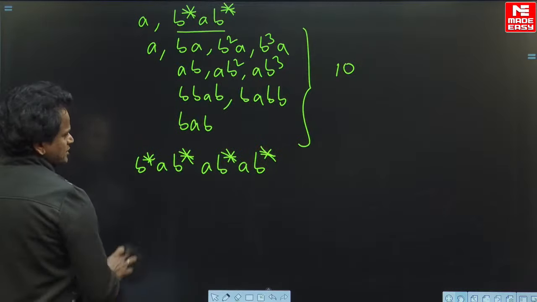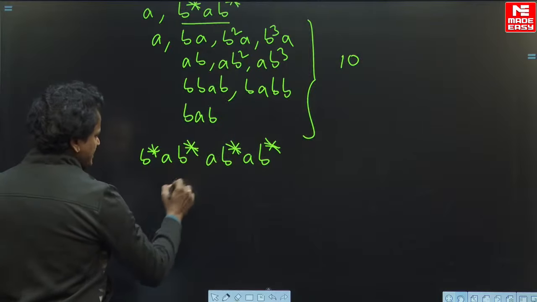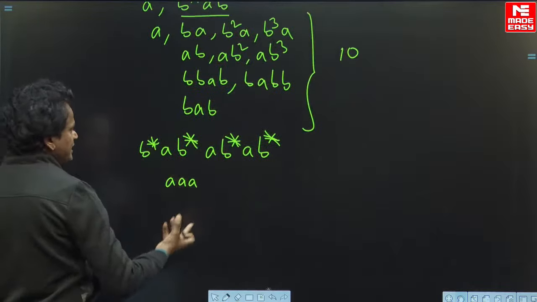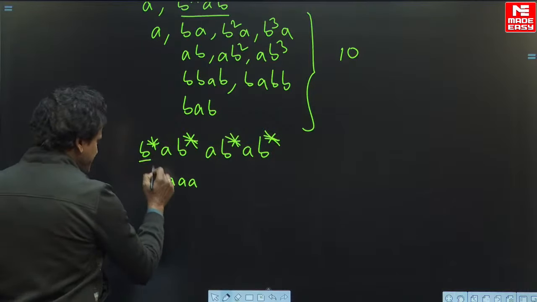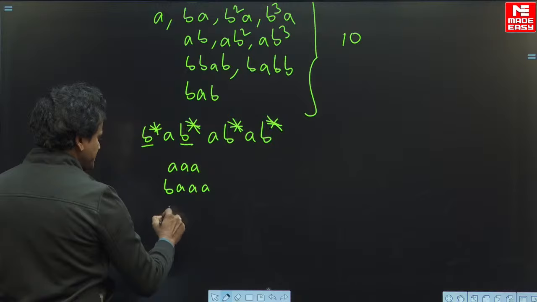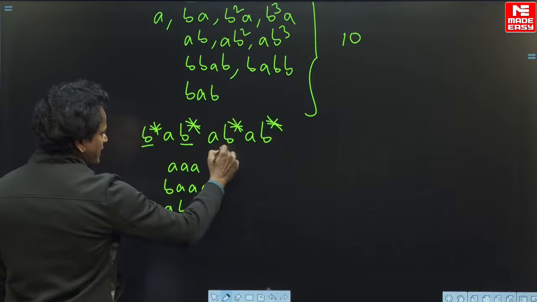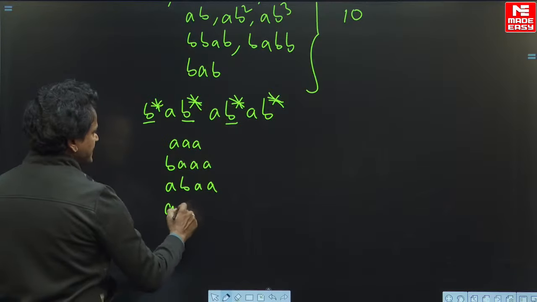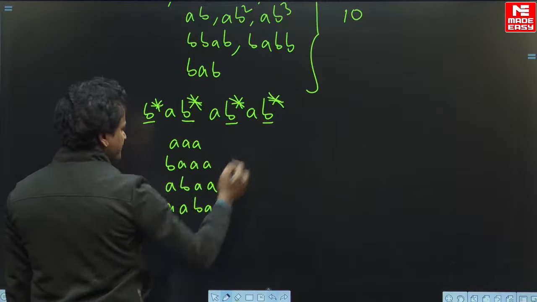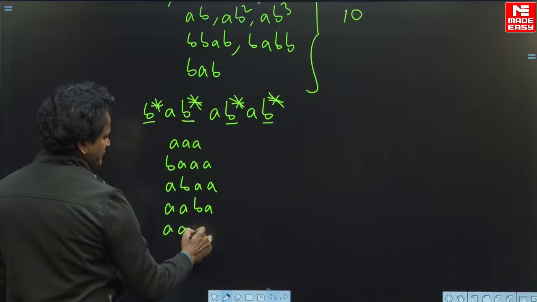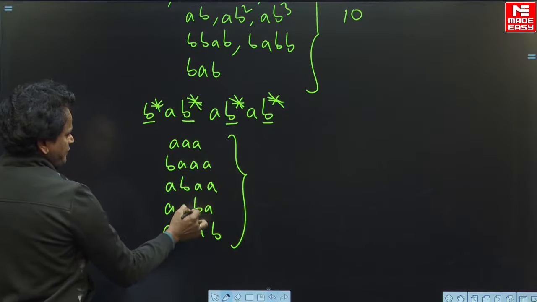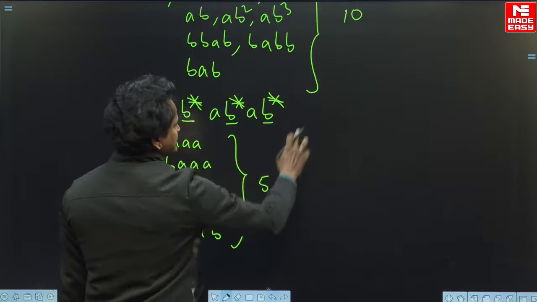Then what are the different possibilities? Here minimum 3 A's will be there. 3 A's is one string. Otherwise length can be 4. So I can take B from this place, or from this place, or from this place, that is AA, BAB, sorry, BA, or I can take B from this place, then AA, this one. So these are 1, 2, 3, 4, 5, and these are 10.